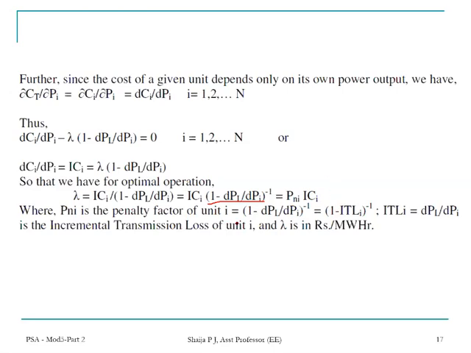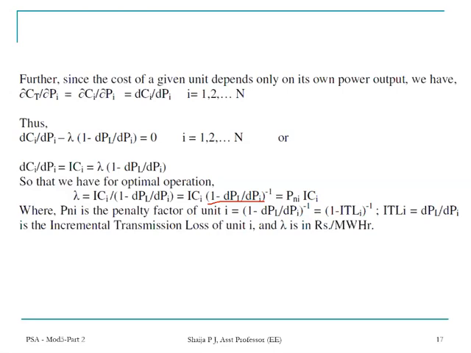PFi is the penalty factor of unit i, which is equal to 1 minus dPL by dPi inverse, which is equal to 1 minus ITL inverse. ITL is the incremental transmission loss; dPL by dPi we call the incremental transmission loss. So 1 minus ITL raised to minus 1. Okay. So ITLi, which is equal to dPL by dPi, is the incremental transmission loss of unit i, and lambda is in rupees per megawatt hour.